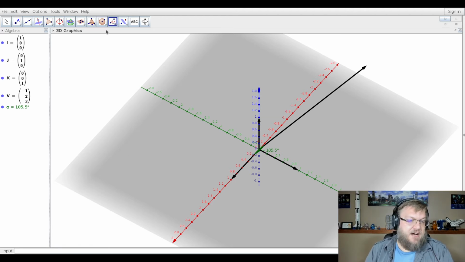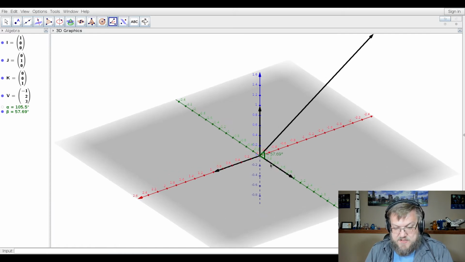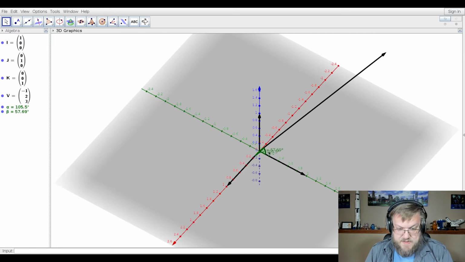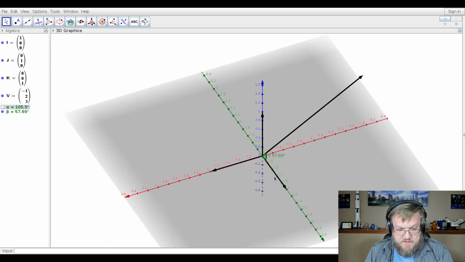Okay? Let's now find the angle between vector v, the vector you gave me, and j. I'll turn off alpha for now. And so do you see that clearly there? The angle between j coming out at us here like this and our vector v. And it says that it's 57.69 degrees. Yeah, see that right there? 57.69 degrees there, yeah?